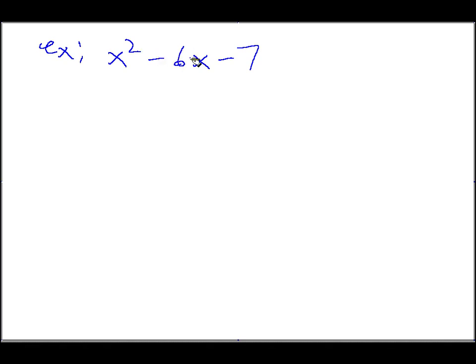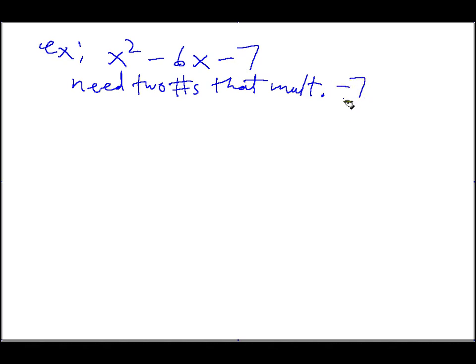All right? Let's try this one right here. Okay, so what do I need here? Well, I need two numbers. Again, we're always looking for those two mystery numbers, right? So I need two numbers that multiply this time to what? To the last number, and the last number is what? -7. To -7, so the sign does matter. You have to get the signs right.